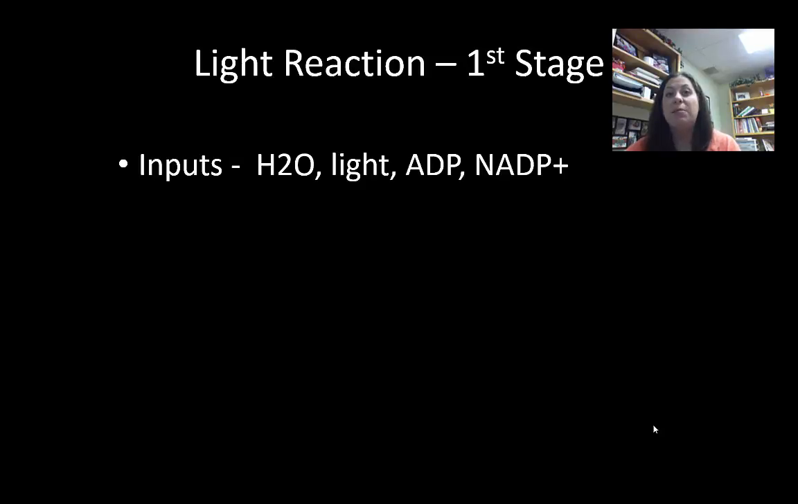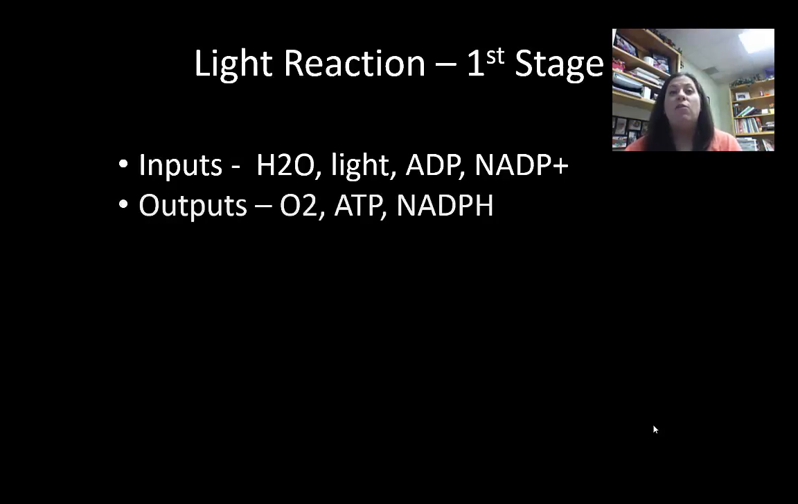Okay, now ADP is eventually going to be made into ATP, and NADP+ is going to pick up those hydrogens we're going to break off the water. Okay, so these are things that go in. So what comes out of the first stage? Well, the water gets converted into oxygen. We now form ATP with energy from energizing those electrons, and NADP picks up the hydrogen, so now it's NADPH.